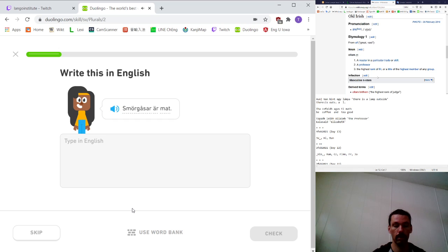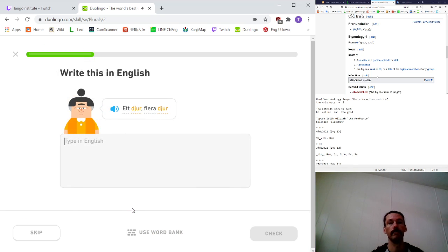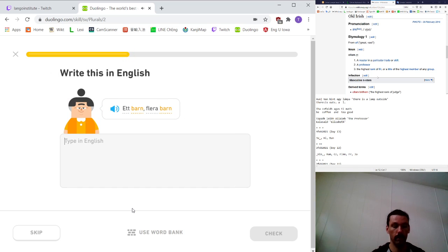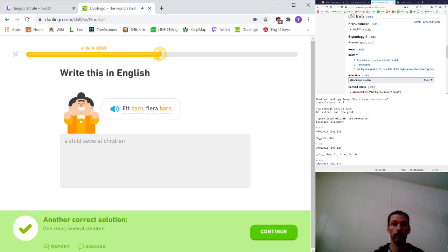Smörgåsar är mat. Okay, now this is plural but not definite. Sandwiches are food, one hopes. Ett djur, flera djur. Animal, several animals. Ett barn, flera barn. Child, several children. So here note that the noun does not change its form directly. It looks the same for singular and plural. Think of English sheep and fish and things like that.